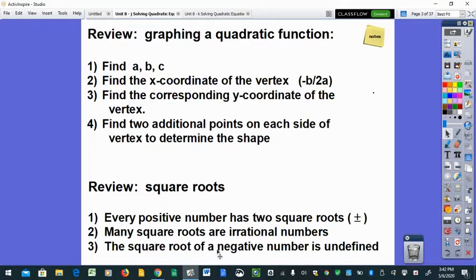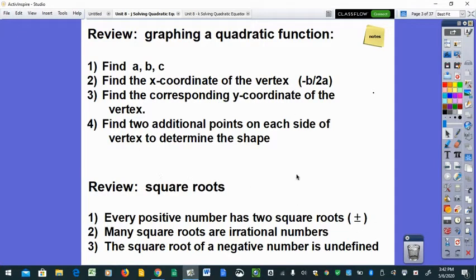And remember that a square root of a negative number is undefined because there is no number times its identical twin that will give you a negative number. 3 times 3 is 9, but -3 times -3 is also 9. So the square root of a negative number is undefined.